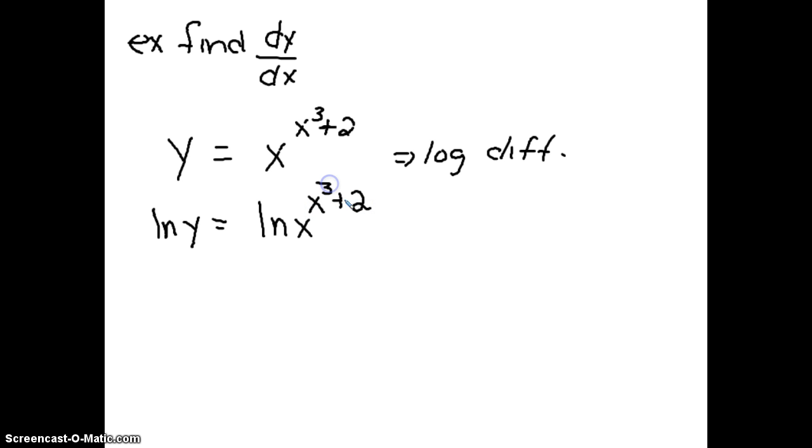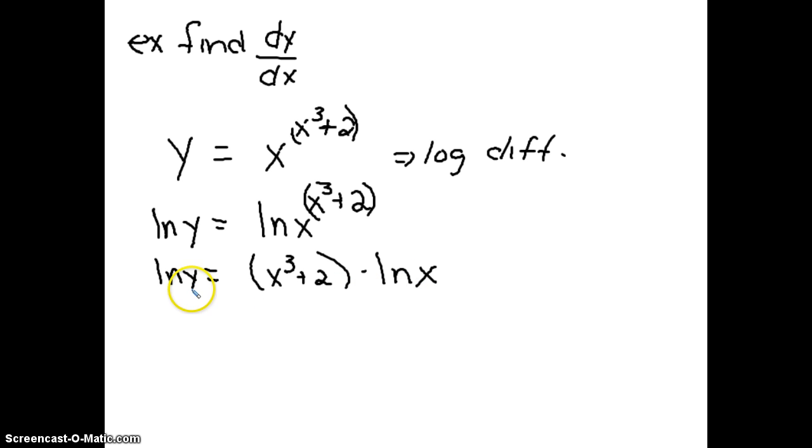And the purpose of the logarithmic, what it does, is it takes this problem child of this function power, and because of the log property, it takes this function and drops it in front. So you get the ln of y equals this whole thing, right? This whole thing is the power. So it comes in front. So I'm going to get x cubed plus 2 times ln x. And now it's easy to differentiate.